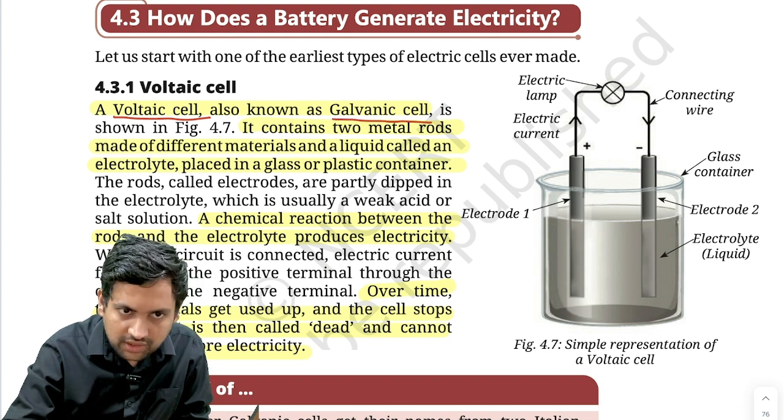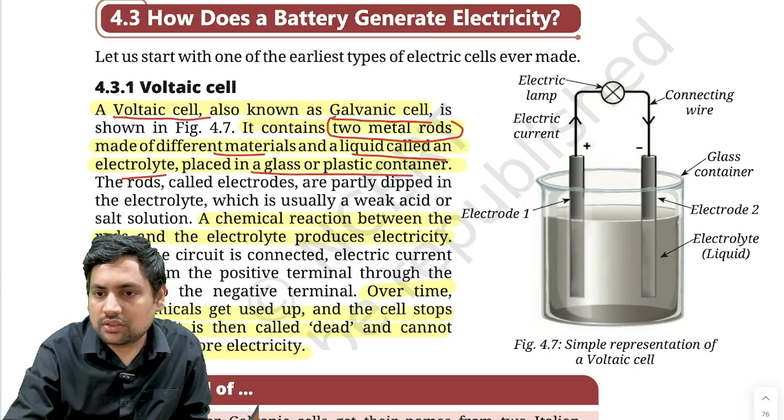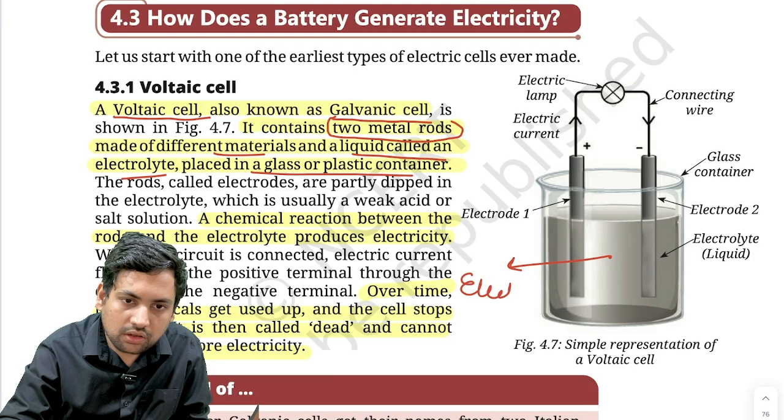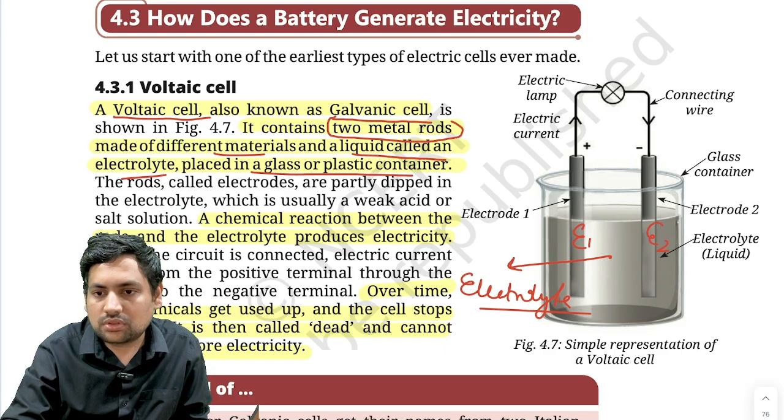Now, what is this? It contains two metal rods, made up of different materials, and a liquid called an electrolyte placed in a glass or plastic container. Correct? So, this is a container. In the middle you have electrolyte, and this is electrode 1, this is electrode 2. Correct? And current is flowing through it.